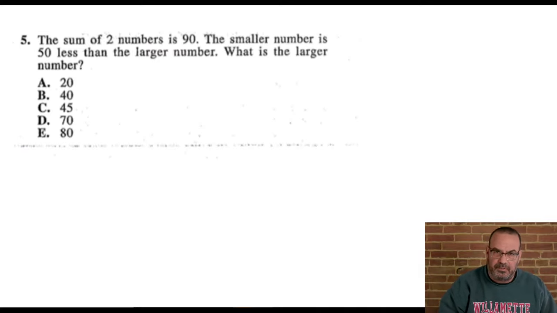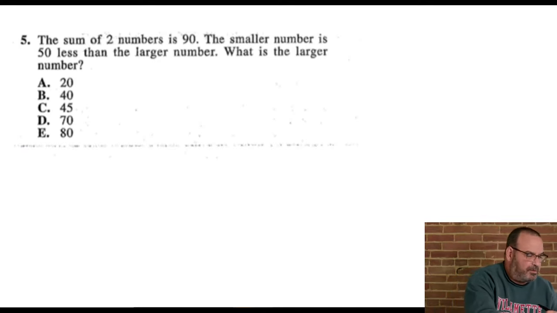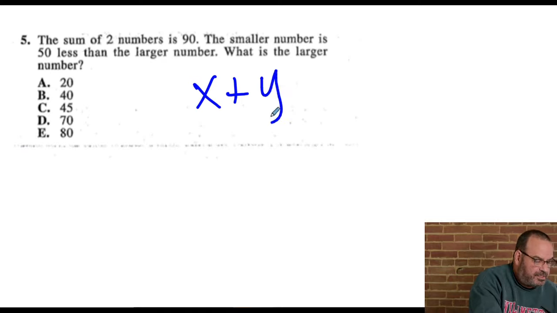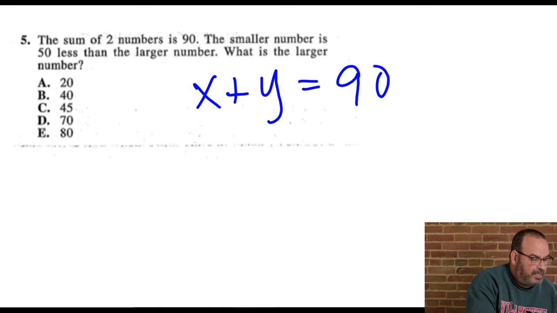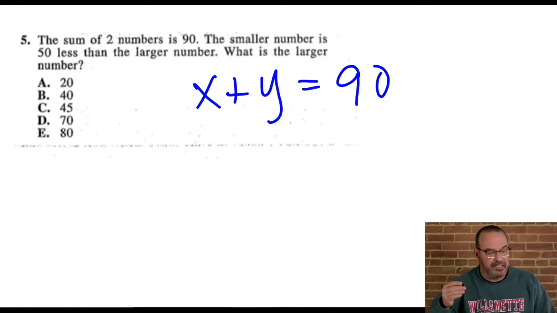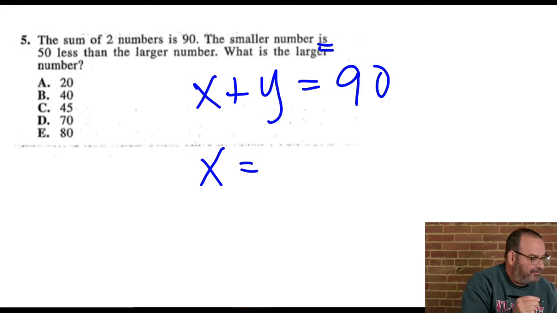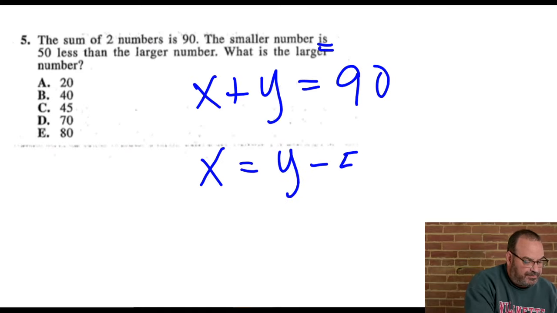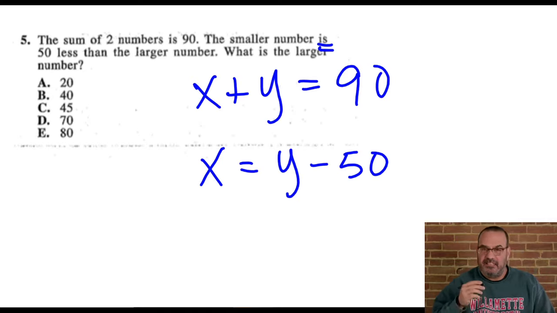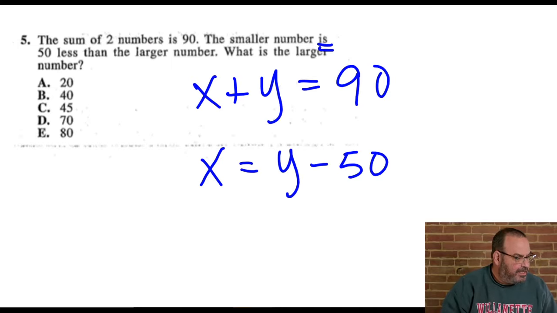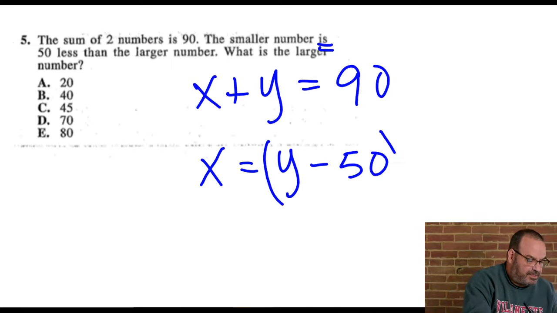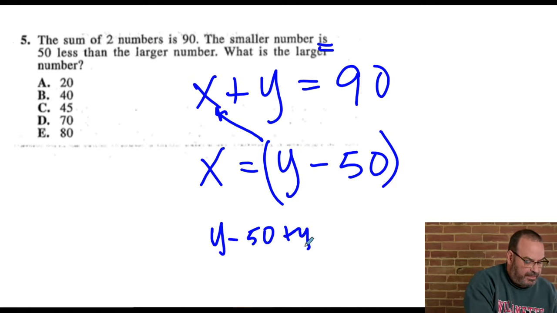It says the sum of two numbers is 90. They don't give us the two numbers, but what do we all love? x plus y. So the sum of the two numbers is 90. The smaller number is 50 less than the larger number. Let's make x the smaller number. x equals, and 50 less is y minus 50. Okay, it's 50 less. Sometimes a student will write 50 minus y. Maybe we should do that problem and see if that answer is there. And then we substitute it in. We can just take this up here and put it in. And we get y minus 50 plus y equals 90.